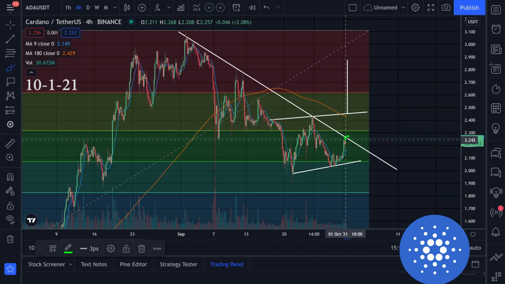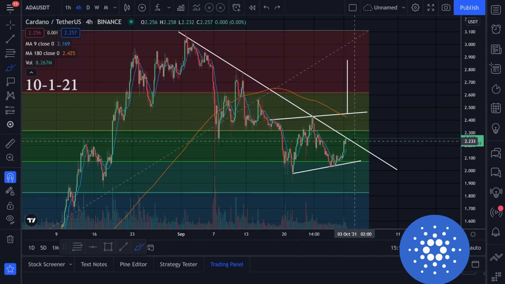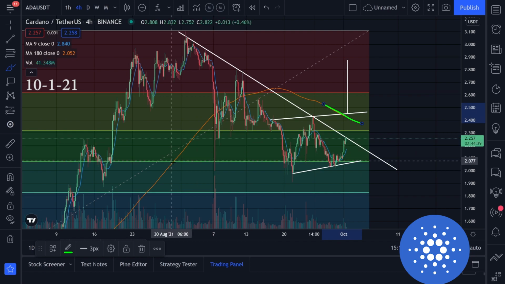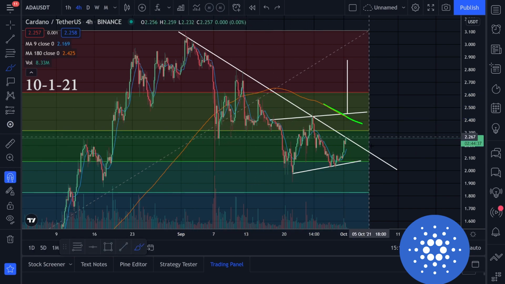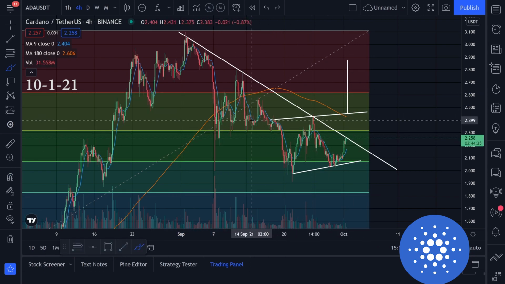Step 1 would be breaking this trend line right here, and then step 2 would be breaking through this 180 moving average we have on the 4-hour time frame, because that might give us some resistance too, but it lines up somewhere along this resistance line, and if we could break through that area, then I'll be looking at this area around 2.87 or something like that.